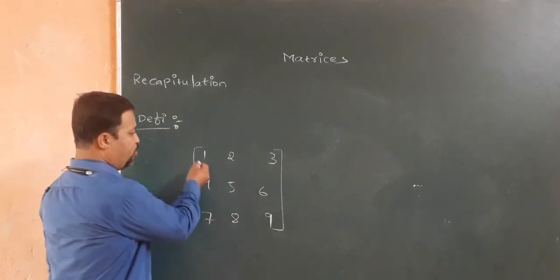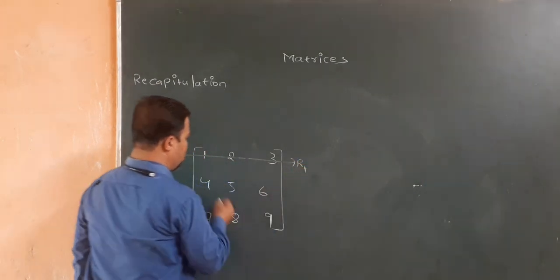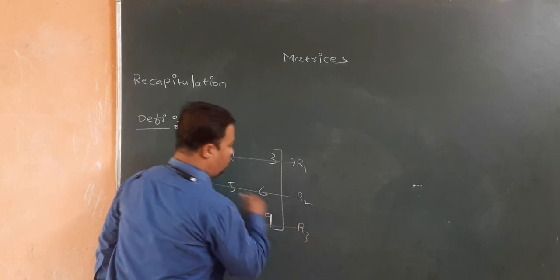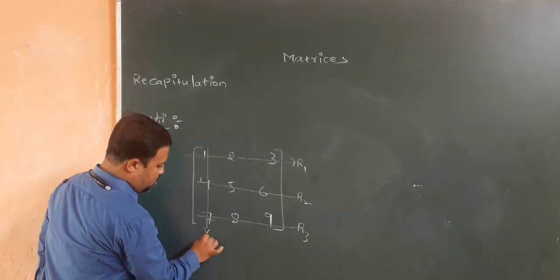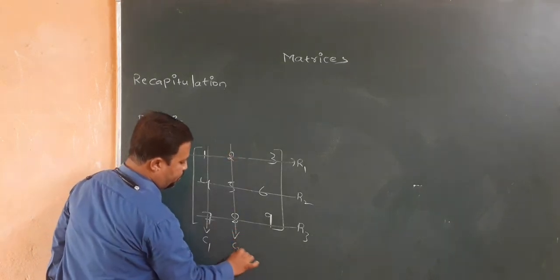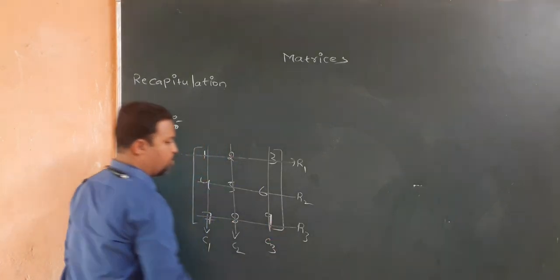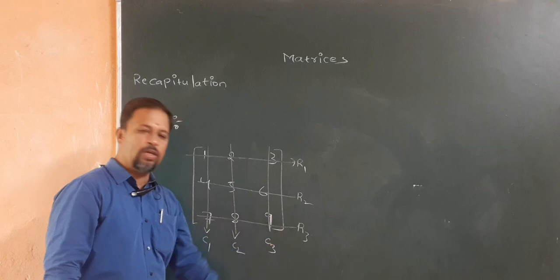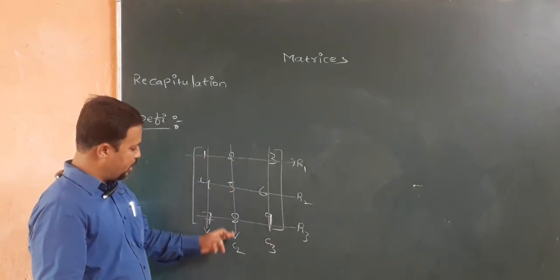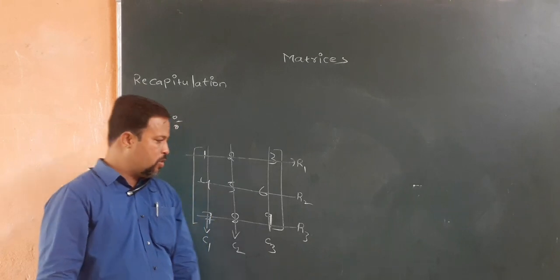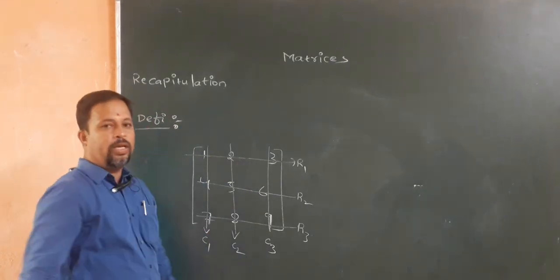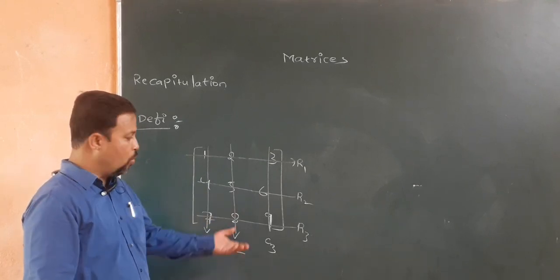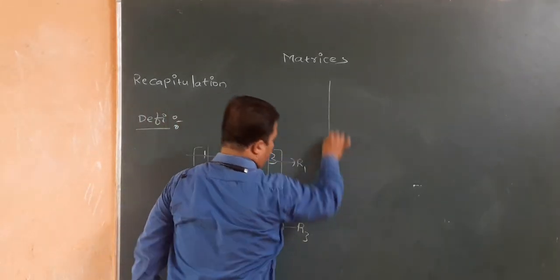That is the arrangement of numbers in rows as well as in columns. You can see here, this is my first row, second row, third row. This is my first column, second column, third column. So we have arranged these numbers in rows and columns. This is called a matrix. So the matrix has an order.